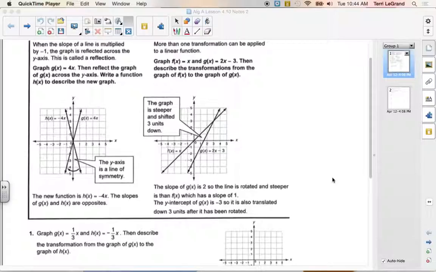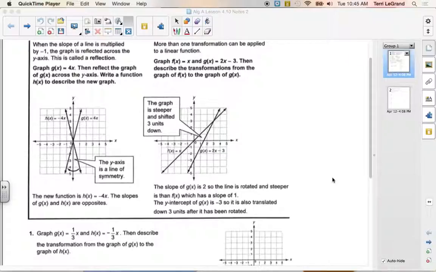Okay. So here's how we're going to decide if a reflection happens or not with our line graphs. It says, when the slope of a line is multiplied by -1, the graph is reflected across the y-axis. What's the y-axis? Show me with your arm. What's the y-axis look like? Like this, yeah. So it reflects across the y-axis. If it was over here, it's now on the other side. It's not going to go up or down, it's going to go left or right, isn't it? It's going to reflect across the y-axis.